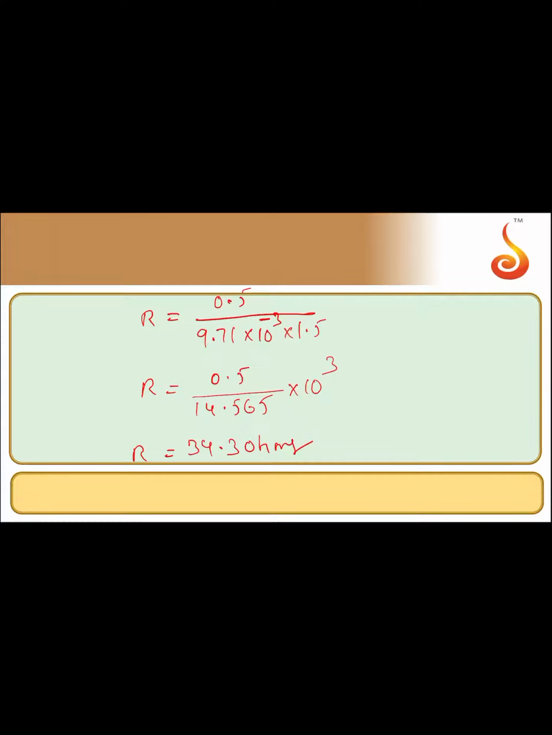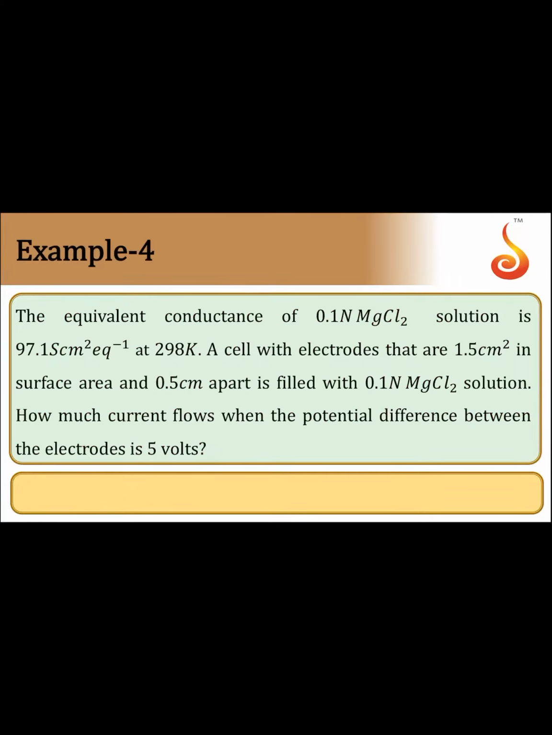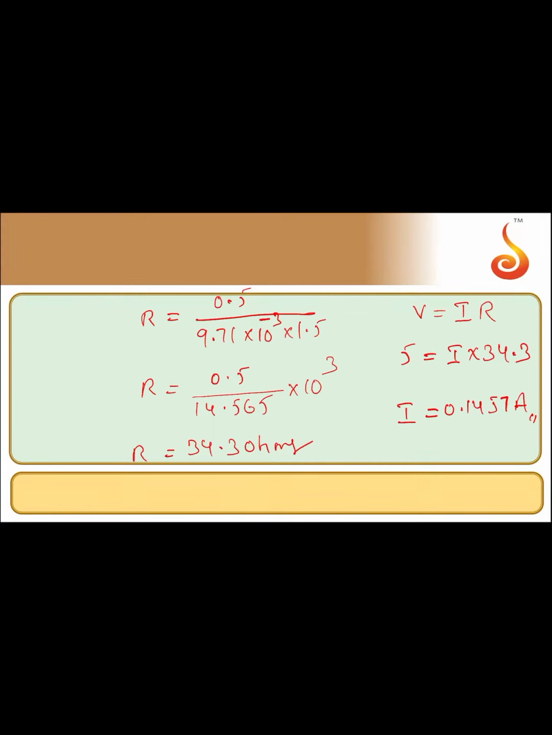Then potential difference V is equal to current into resistance, I into R. Potential difference is 5, I into resistance is 34.3. From this I is equal to 0.1457 amperes. So the current, how much current flows when potential difference between the electrodes is 5 volts, that is 0.1457 amperes.